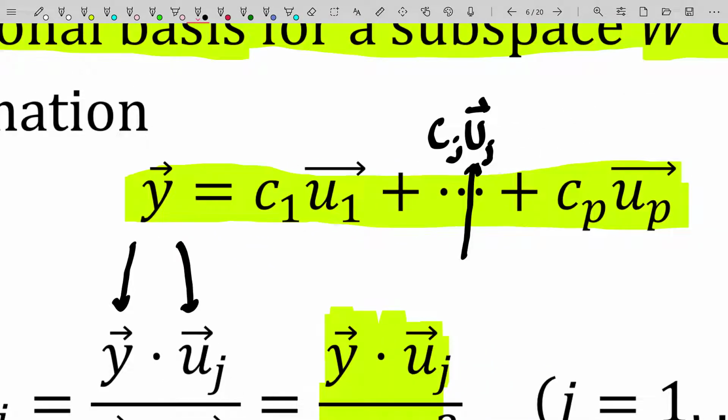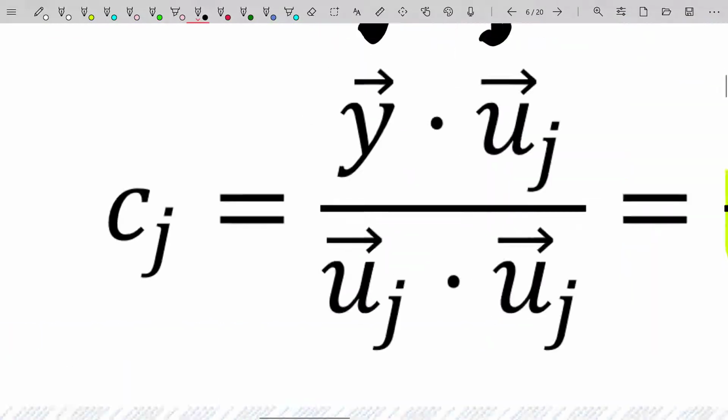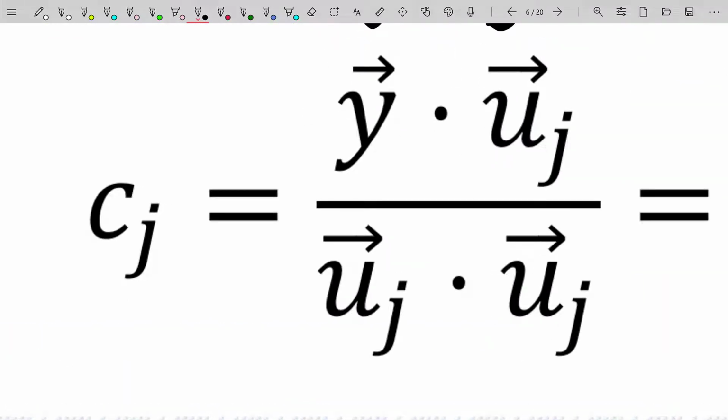And we proved that the coefficients of that linear combination of orthogonal vectors ended up being just this formula right here. The jth coefficient of the orthogonal basis vectors is the fraction where the numerator is the dot product of the vector in question with the jth orthogonal basis vector, and the denominator is the dot product of that jth orthogonal basis vector with itself.